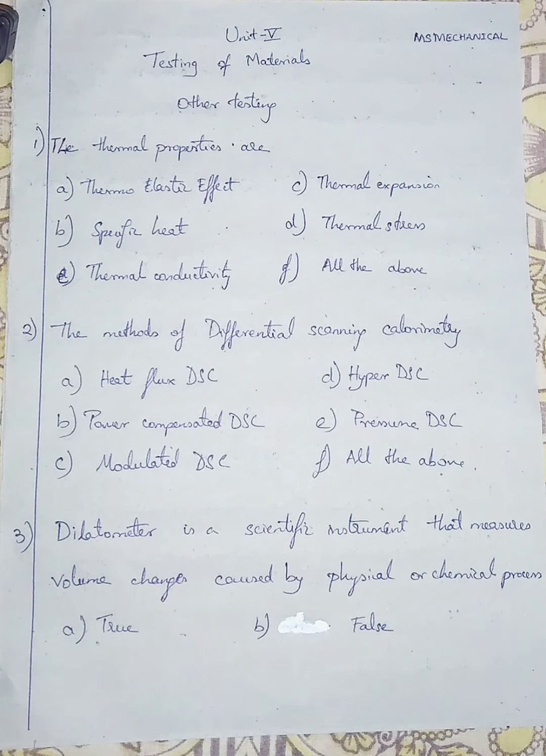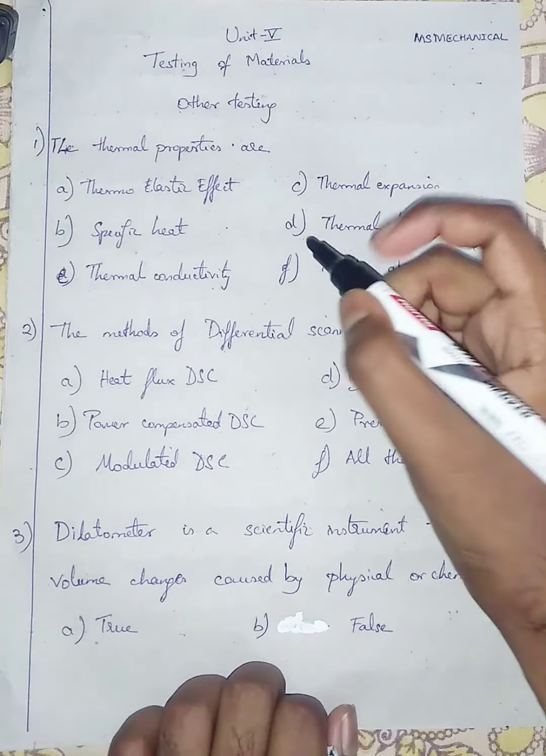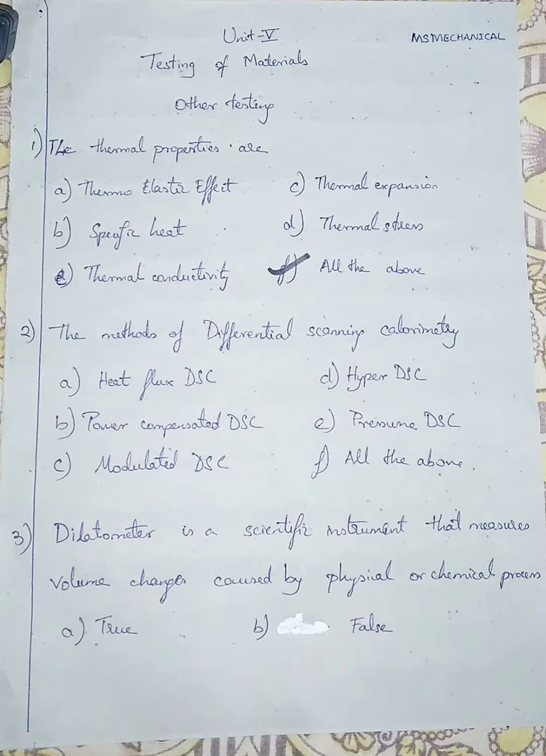What are the thermal properties in the given options? If you see thermo, it's a thermal property. Thermoelastic effect, specific heat, thermal expansion, thermal stress, thermal conductivity are all thermal properties. So I'm going with option F, all the above. All the given A, B, C, D, E are the thermal properties.